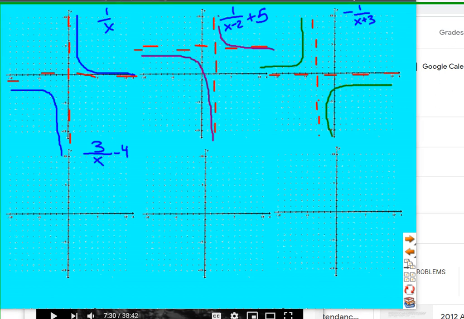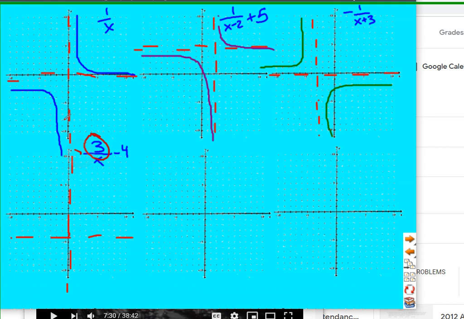And this last one down here, no inside changing. All we're going to do is change the up and down. So your horizontal asymptote goes down to -4. Your vertical asymptote is still the same. And when we graph, it'll still be top right and bottom left.